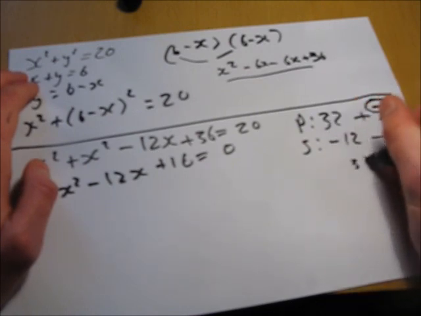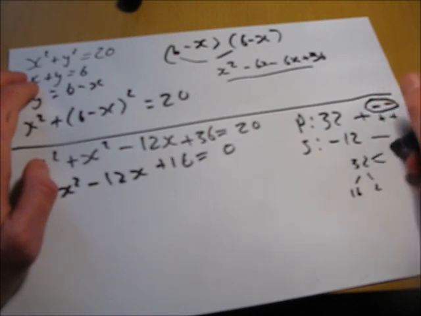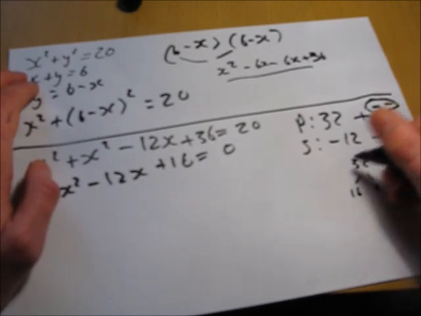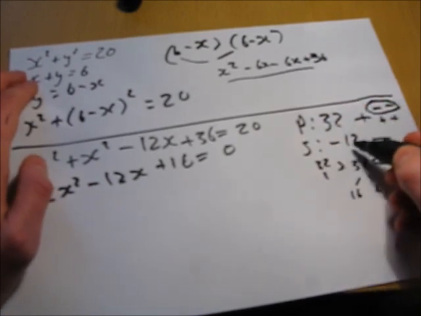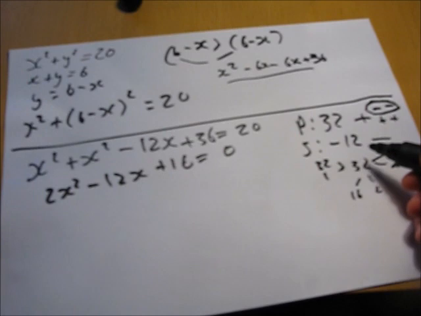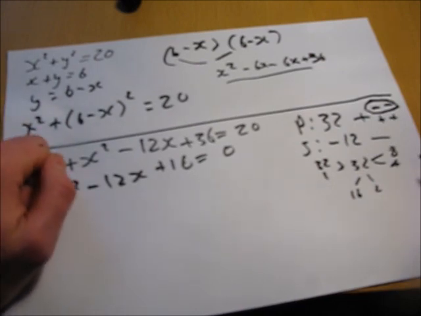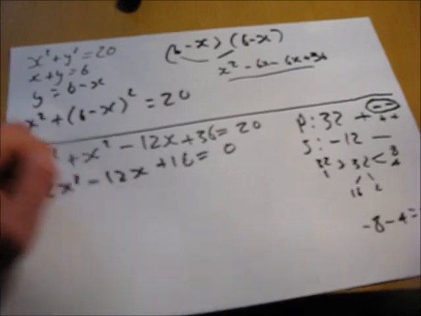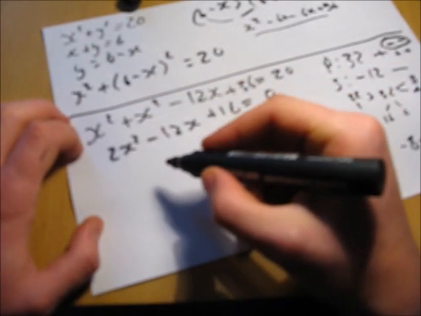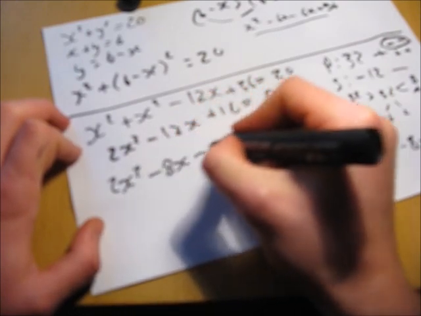Okay, so 32 can be broken down into 16 and 2, 8 and 4, and 32 and 1. We can clearly see that 32 and 1 is not going to get 12 in any way when you add or subtract them. 16 and 2 not going to get 12 in any way if you add or subtract them. But with the 8 and 4, 8 plus 4 is 12. So that means that minus 8 minus 4 equals minus 12. I'm going to put that into our equation here. So you have 2x squared minus 8x minus 4.